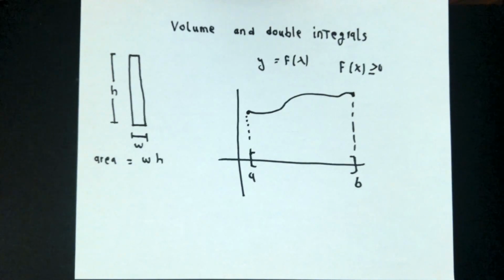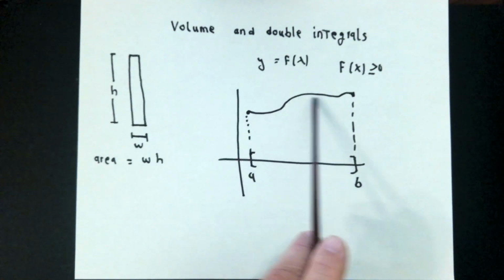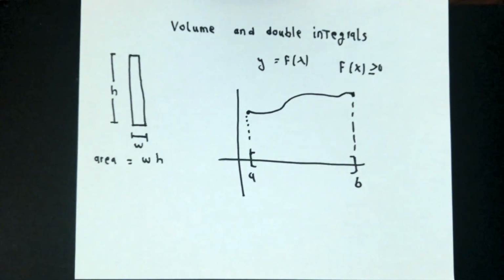One of our original motivations for developing the idea of an integral was if we have some function y equals f of x, where f of x is positive on the interval from a to b, and we wanted to calculate the area of the region under the curve above the x-axis from x equals a to x equals b, we had a strategy for developing this idea.